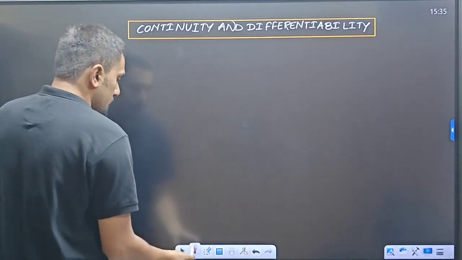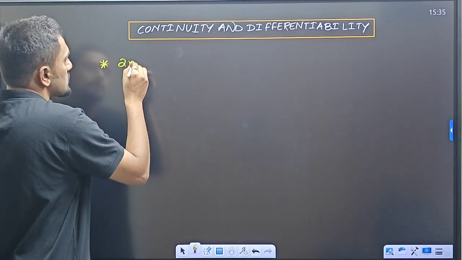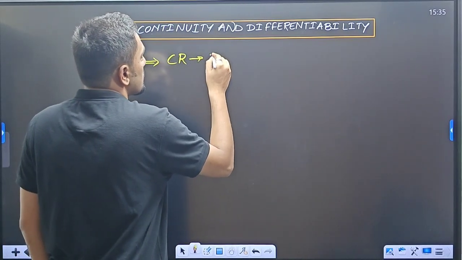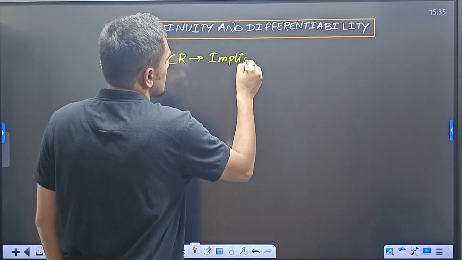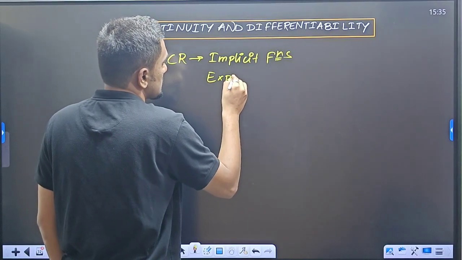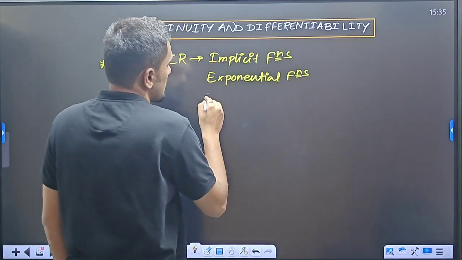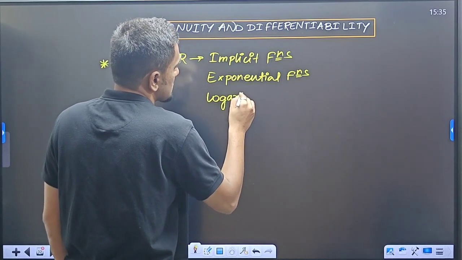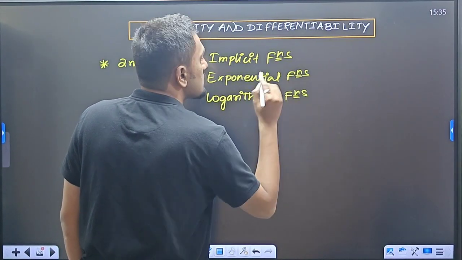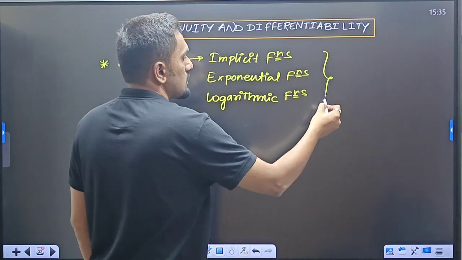So, in this particular chapter, you will get 2-mark questions from chain rule involving implicit functions, exponential functions, and logarithmic functions. Okay, so these three topics are asked for 2 marks.